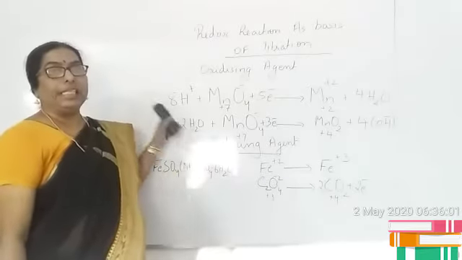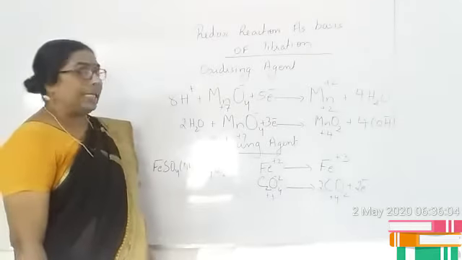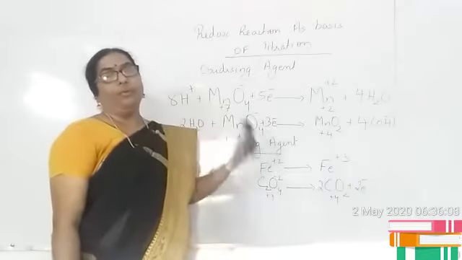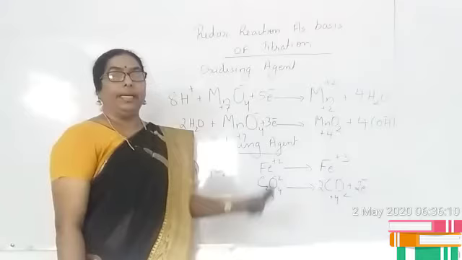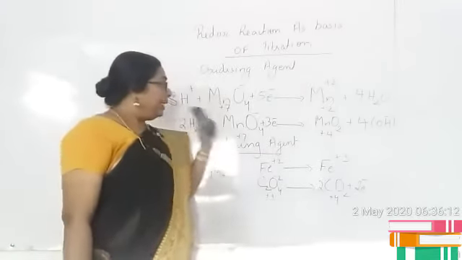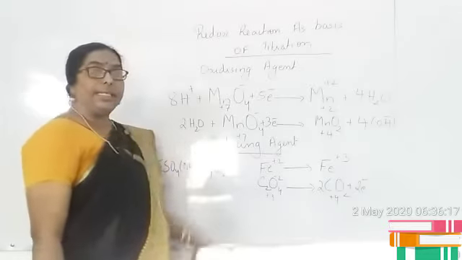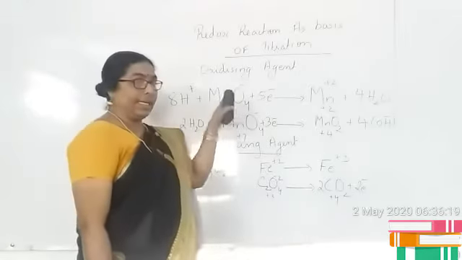Let us study about the significance of redox reaction in case of titration. Children, when you are doing practicals, we have to do this permanganometry in volumetric analysis. Here you can see the role of potassium permanganate as an oxidizing agent. We have already studied this thing.